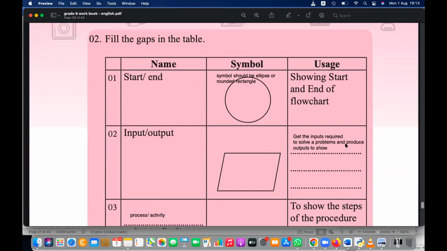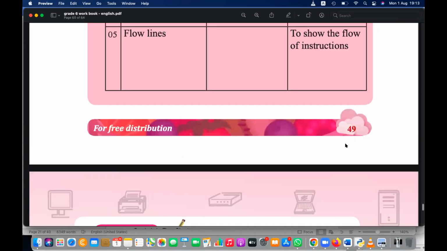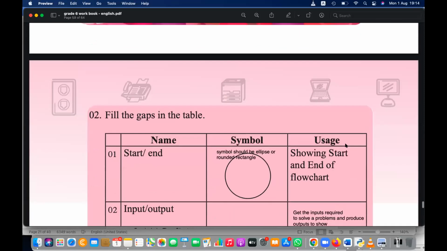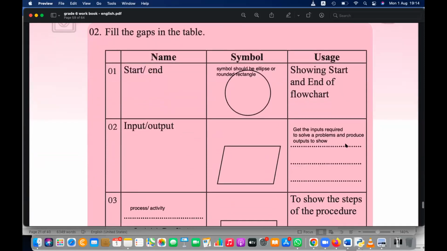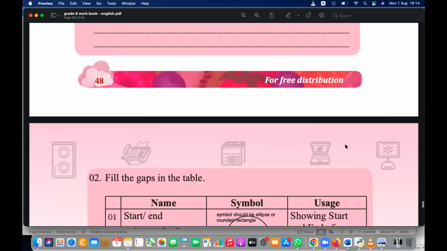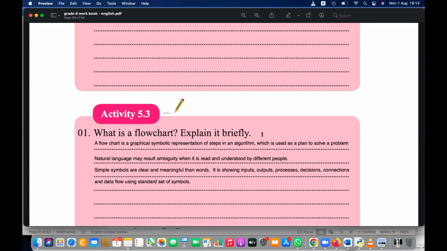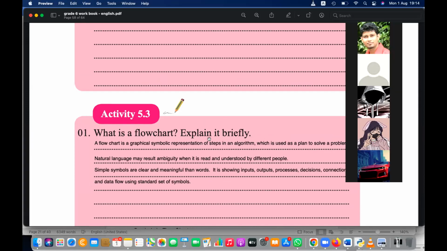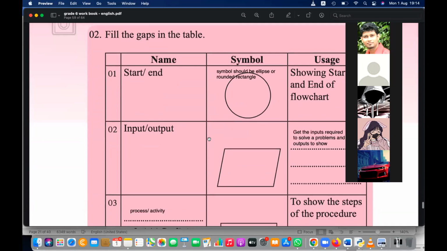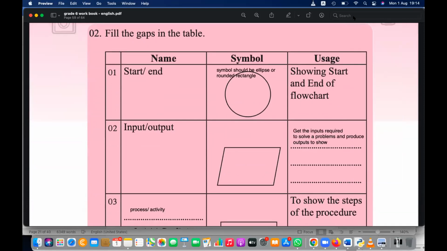Okay, so this is page number 49 in the workbook. Question number 2: fill in the gaps in the table, because we have discussed up to here. Lastly, we have discussed up to here. So then, fill in the gaps in the table.